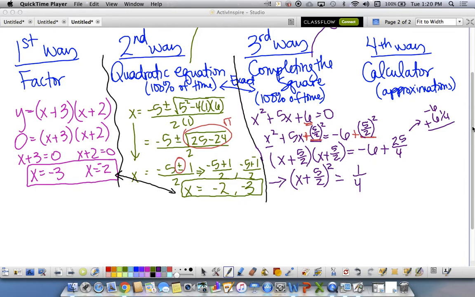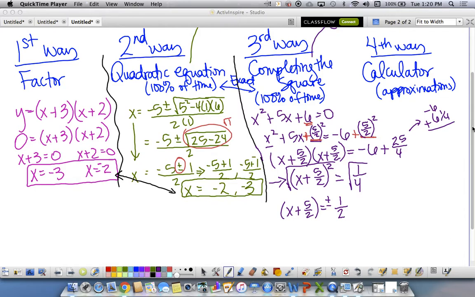How are we going to solve for x? Well, I would take the square root of both sides, right? The square root of x plus 5 halves squared is simply x plus 5 halves, equals the square root of 1/4. The square root of 1 is 1, the square root of 4 is 2. What do you have to remember? When you take the square root, you must have a positive or a negative.